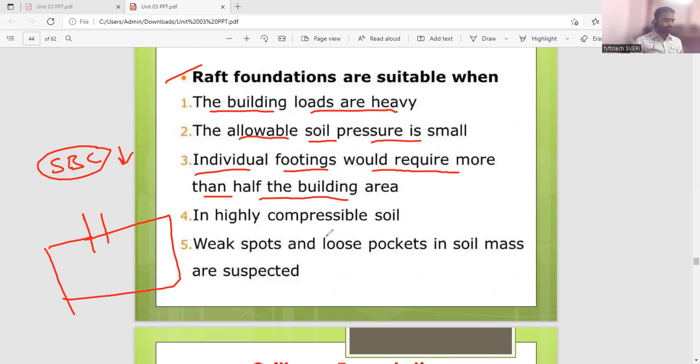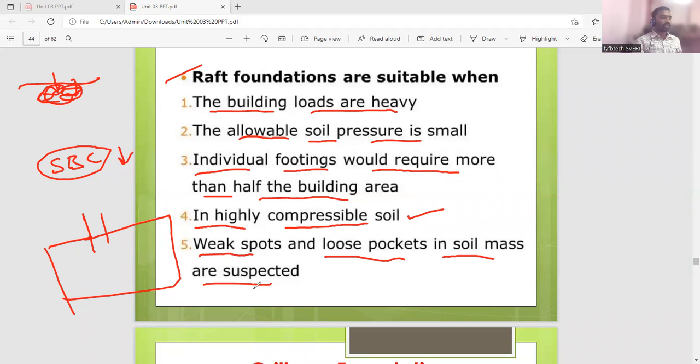In highly compressible soil, it means whatever soil is there, when water is added to the soil, that will get compressed. Okay, your black cotton soil, black color material, whenever you put water, that will get compressed, so that has very less compressive strength. In that case we have to go for the raft foundation. Then weak spots and loose pockets in the soil mass are suspected. Whenever the soil has a weak spot and loose soil, in that case we have to go for the raft foundation. Is it clear, all of you?